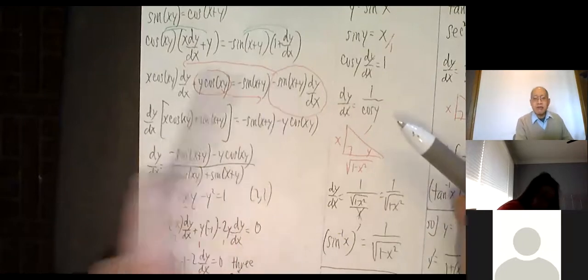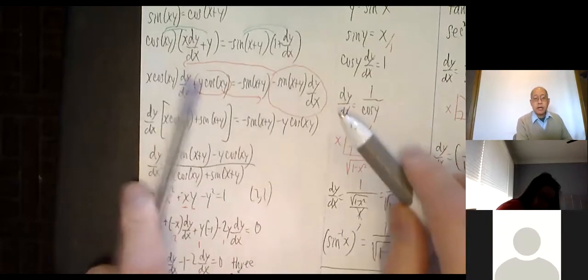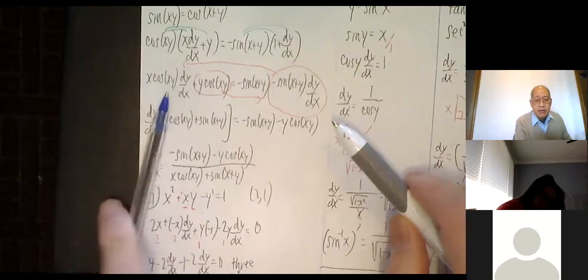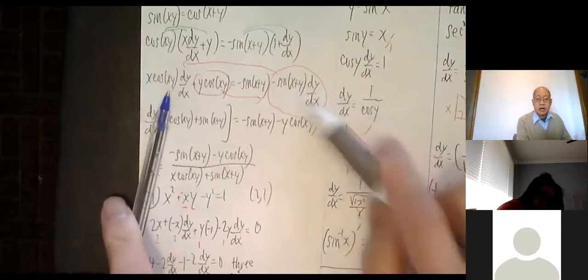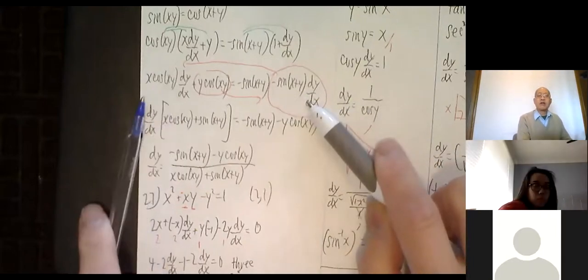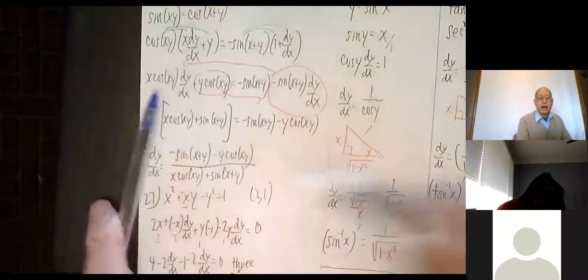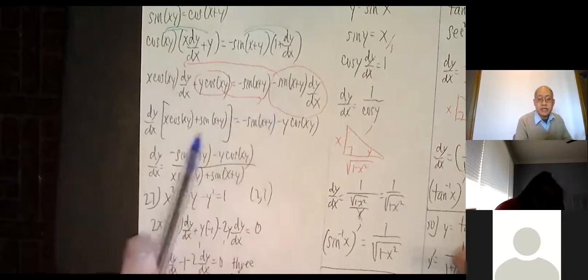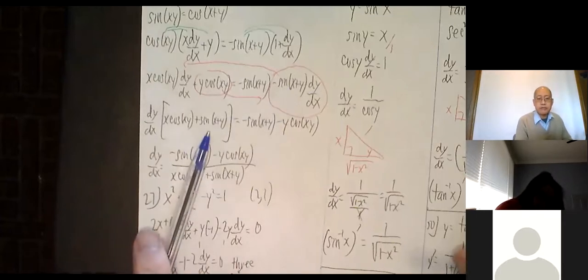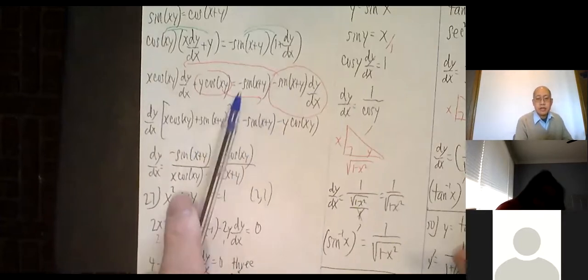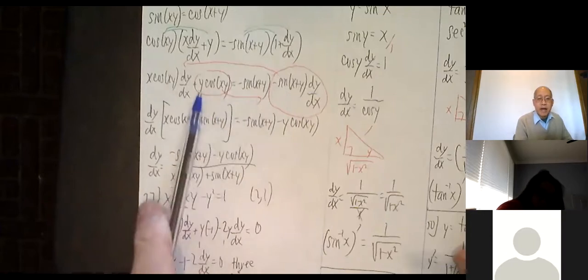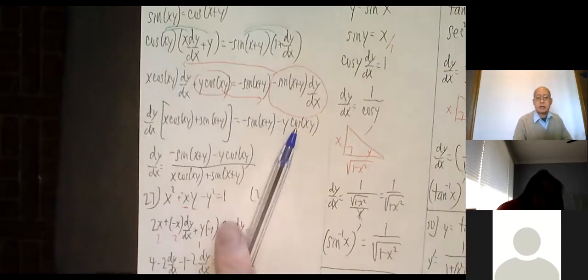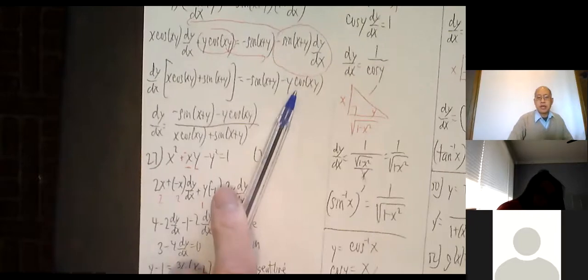And now that moves over to this side. Okay, so this thing has a dy/dx. This thing also has a dy/dx. So if I factor out the dy/dx, I now have x cosine of xy plus sine of (x plus y) equals that thing minus that thing. Okay, so you can see how bad this one is.